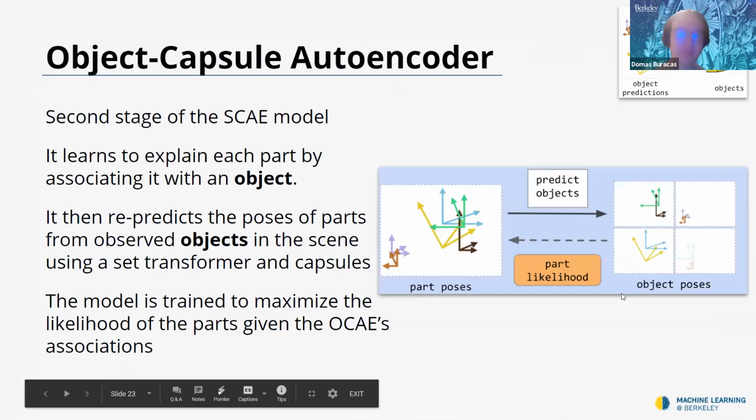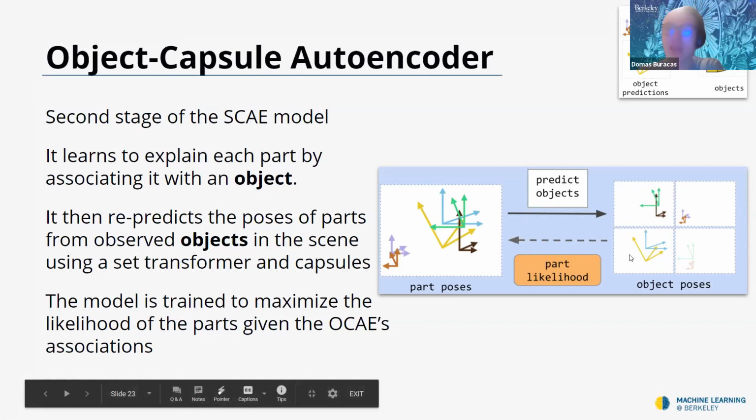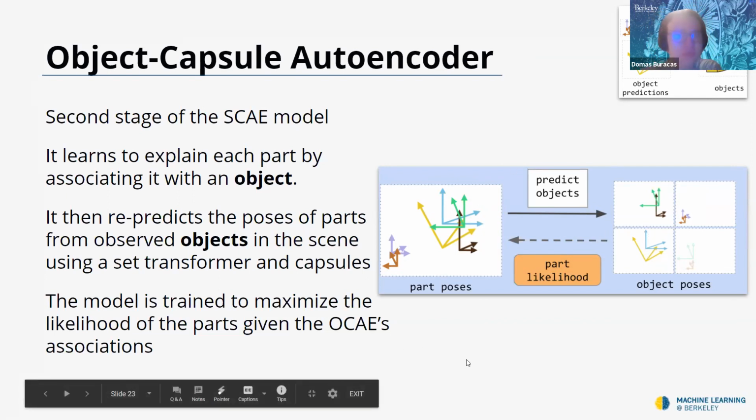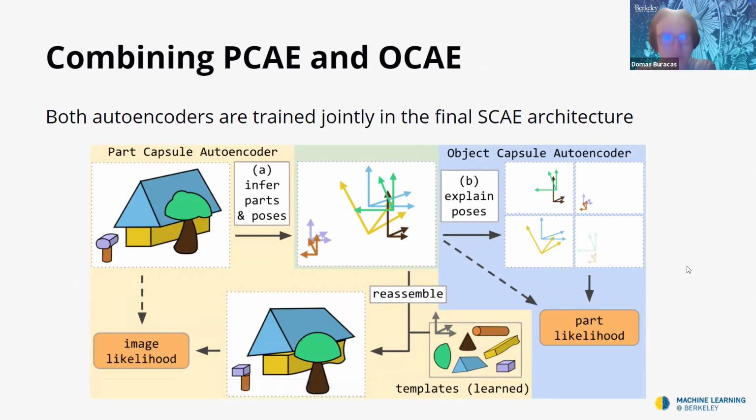Okay, so the second part of the SAE model is the object capsule autoencoder, which takes each of these poses of parts and also the feature information and tries to explain the sort of mess of parts. So it associates them with objects, learning the relative positioning of each of the parts in the object. And then using this model, we want to optimize the likelihood of what it sees. So in the final model, we train both autoencoders jointly to optimize a task for unsupervised object classification.